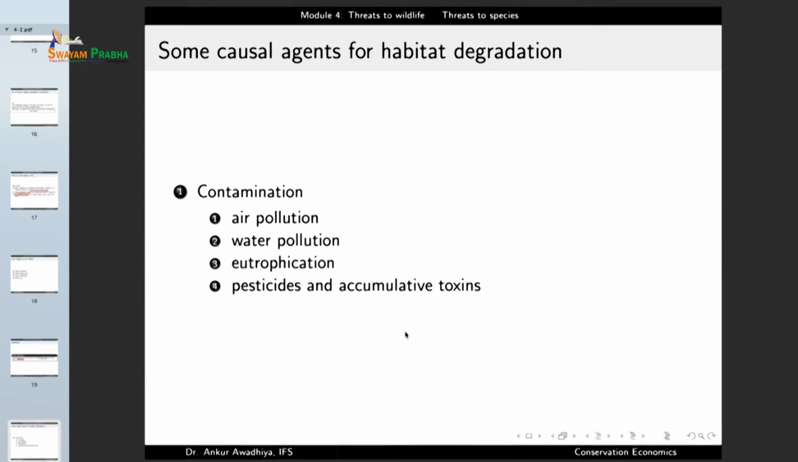Some causal agents for habitat degradation include contamination, air pollution, water pollution, eutrophication, pesticides, and accumulative toxins, which can all degrade the habitat. Now, eutrophication is the phenomenon in which fertilizers are able to reach water bodies, primarily because these days we are using a large amount of fertilizers in our agricultural fields, and when it rains, these fertilizers also get washed down together with the rain and reach the water bodies.